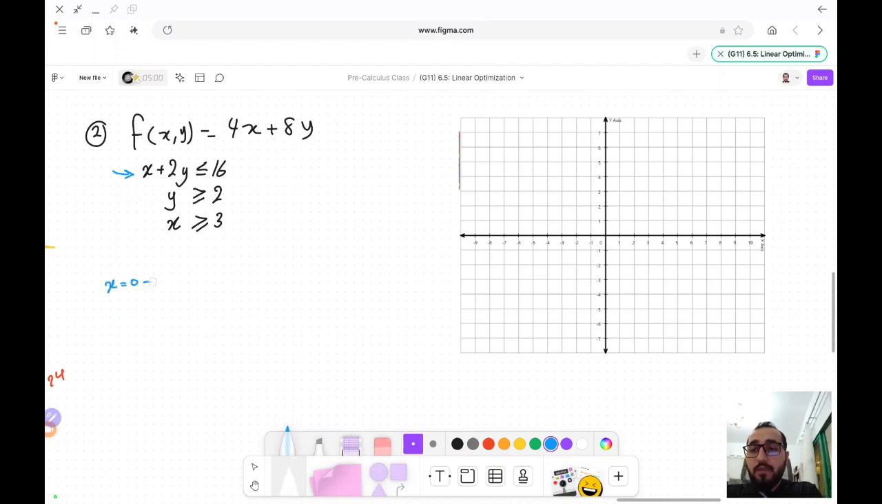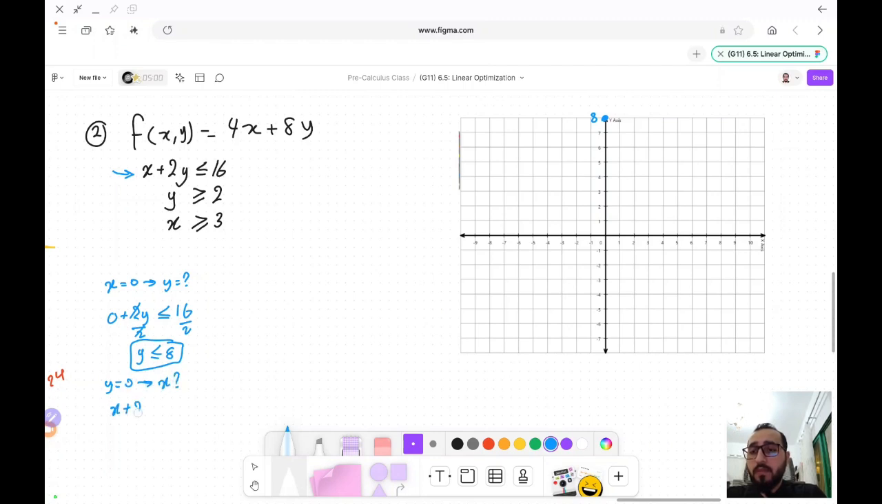So x equals 0, let's find y. When x is equal to 0, 0 plus 2y less than or equal to 16. This part here is 0, so let's divide by 2 for both sides. Now y is less than or equal to 8. Now, where is 8? It should be here. This one is 8.